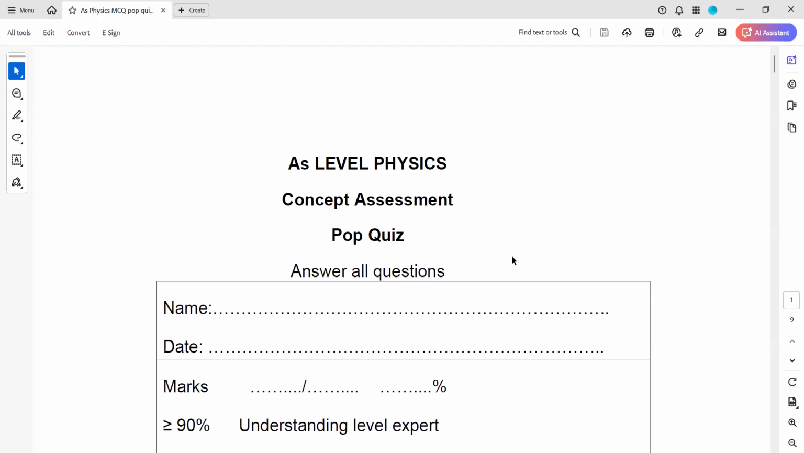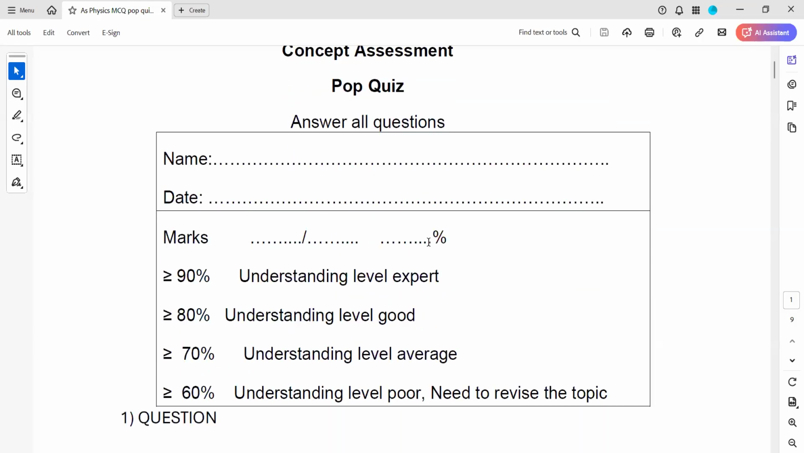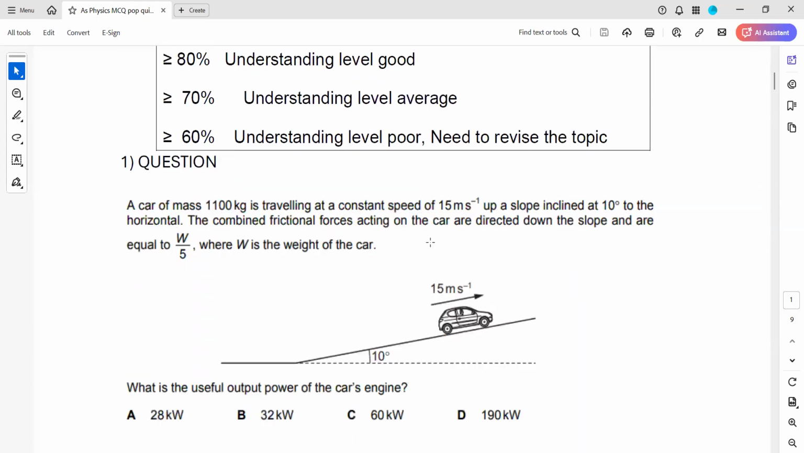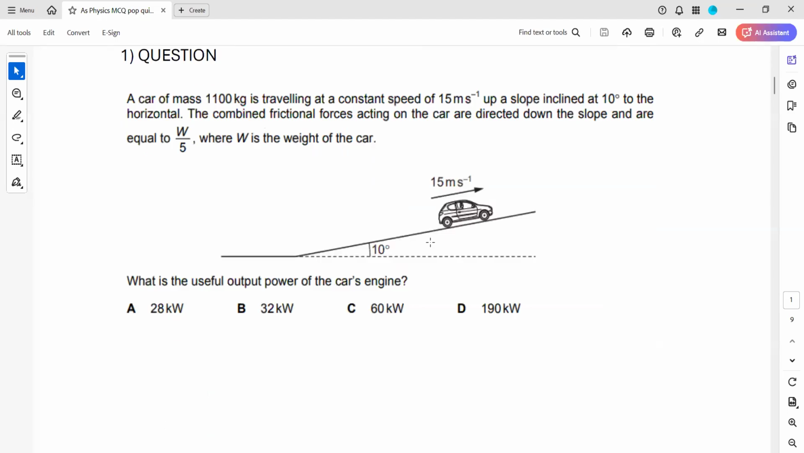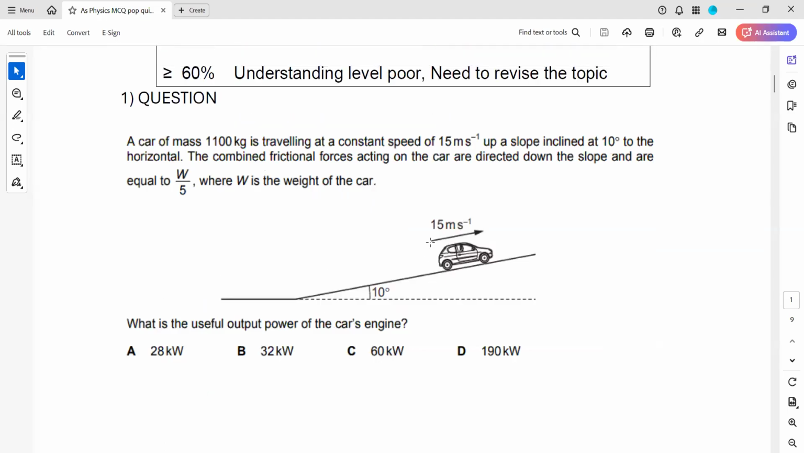So starting the discussion with the MCQs pop quiz. This was last week's MCQs pop quiz 18. If you have a question, you can mention any question you have a doubt about. Question number one.